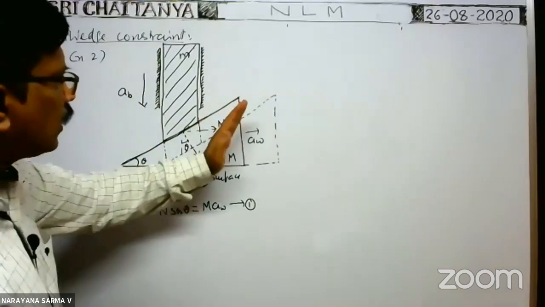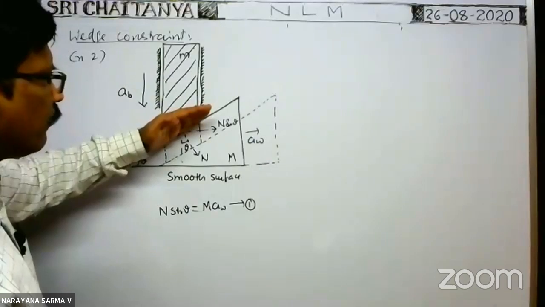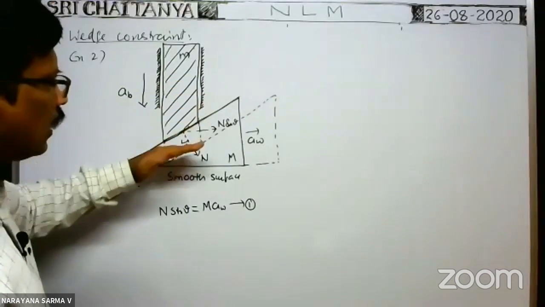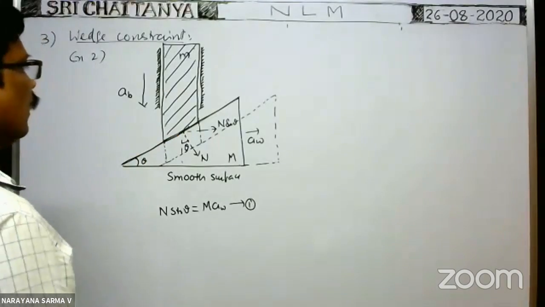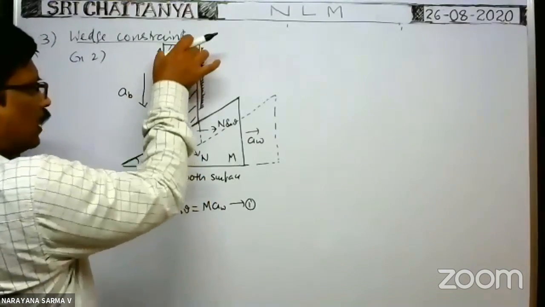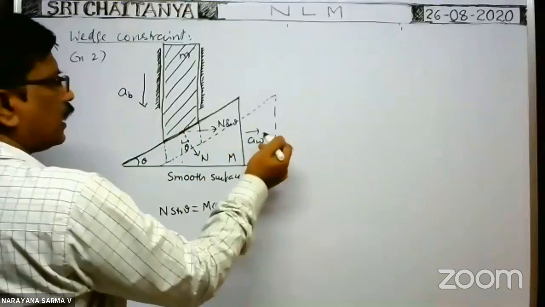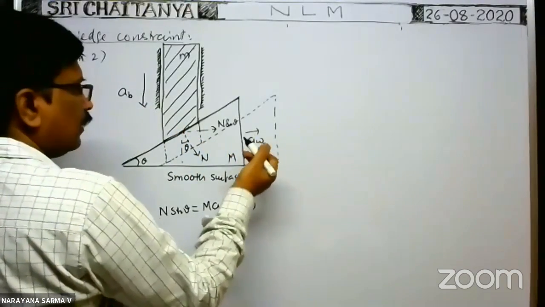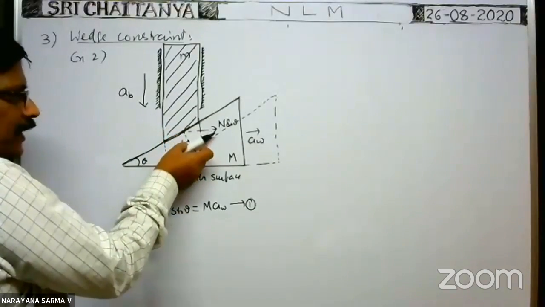Whenever the wedge comes to this position, the block is always in contact with the inclined surface of the wedge only. That's why whenever the wedge moves in this direction, the block comes down here. Okay, now here whenever the block comes down with an acceleration AB and the wedge moves towards right with an acceleration AW, but always they maintain the contact between this block and wedge.